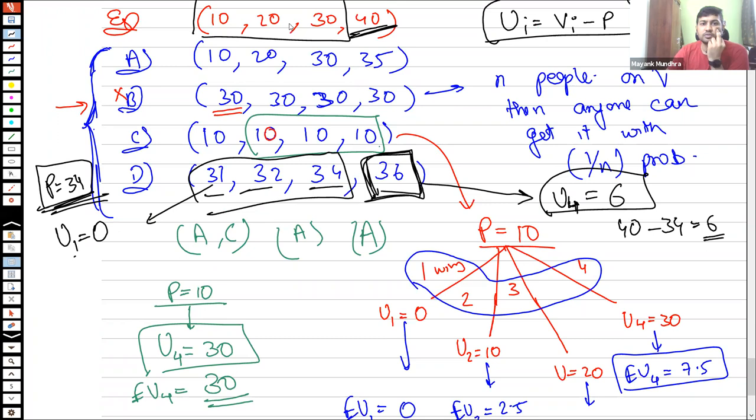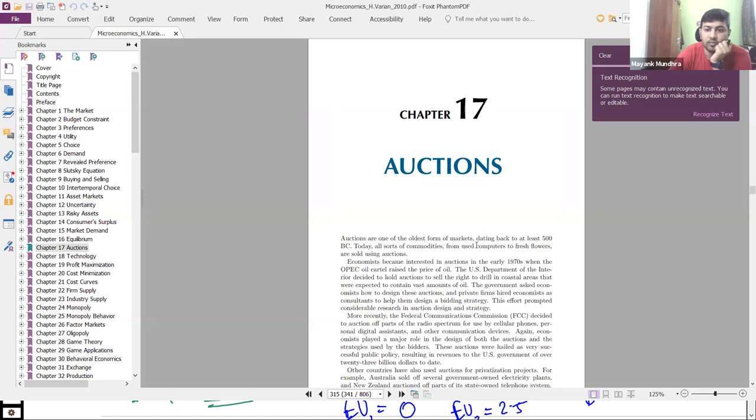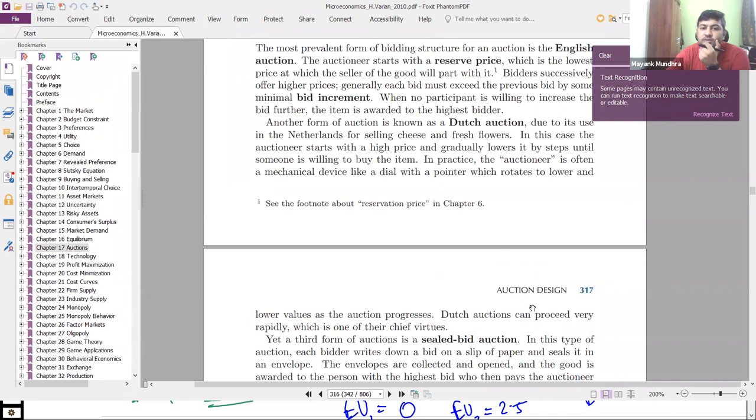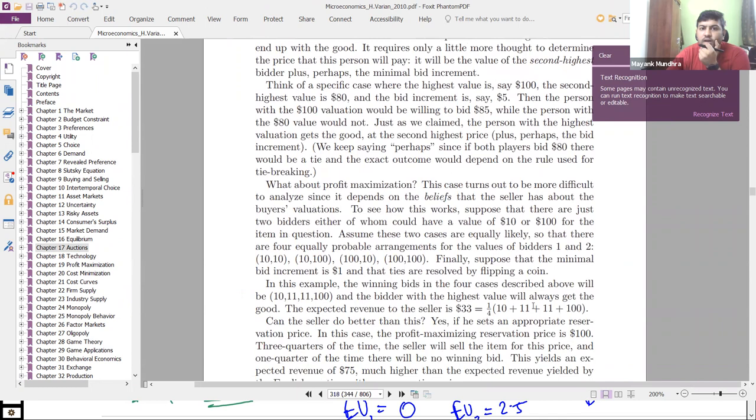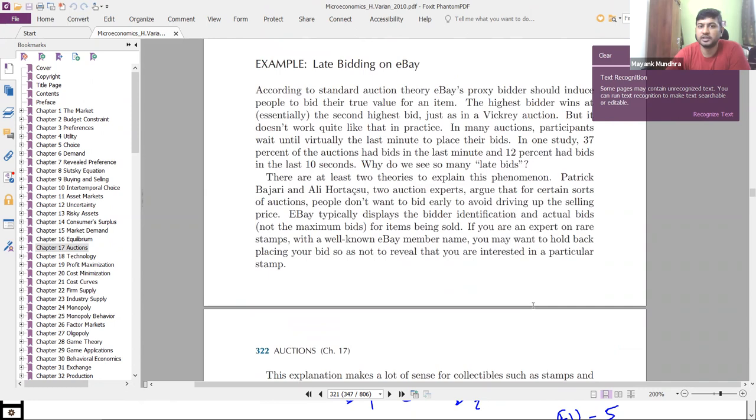So let's come to the readings. There's this auction chapter, chapter number 17. You can go through these readings, reservation price, what's the reservation price? You'll also come to know about other names, like Vickrey auctions. What are Vickrey auctions? What's the reservation price?